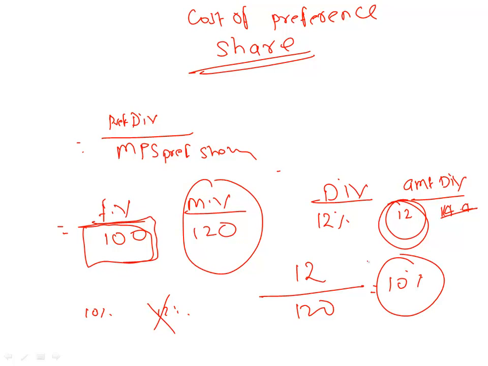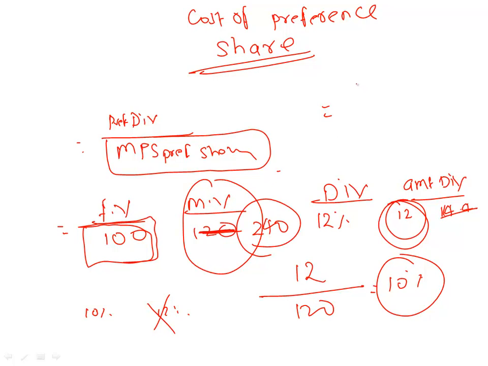So be very careful here that in the denominator we would use the market price of the share, not the face value of the share. So had the market price been 240, then your cost of preference shares would have been 5%, which is 12 divided by 240. Are we good to move on? Anyone with doubts? Please stop me if you are not clear.